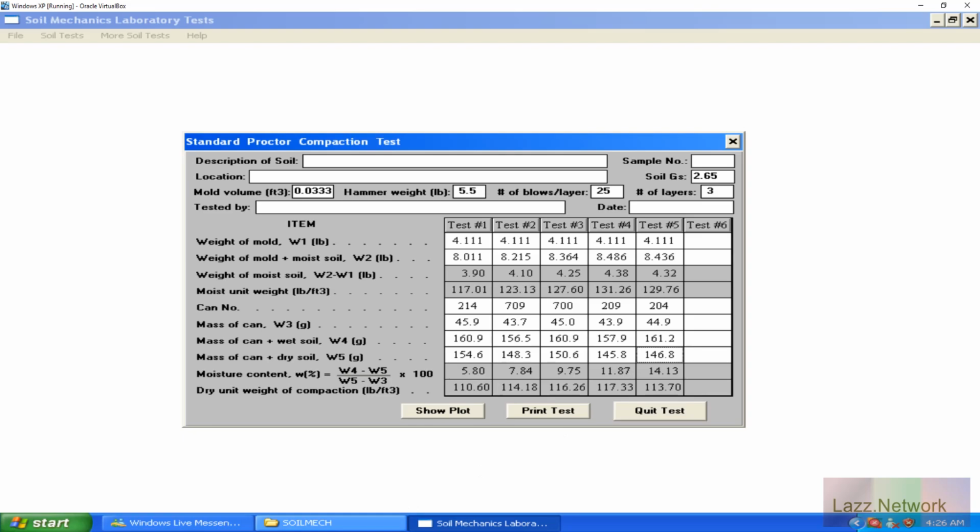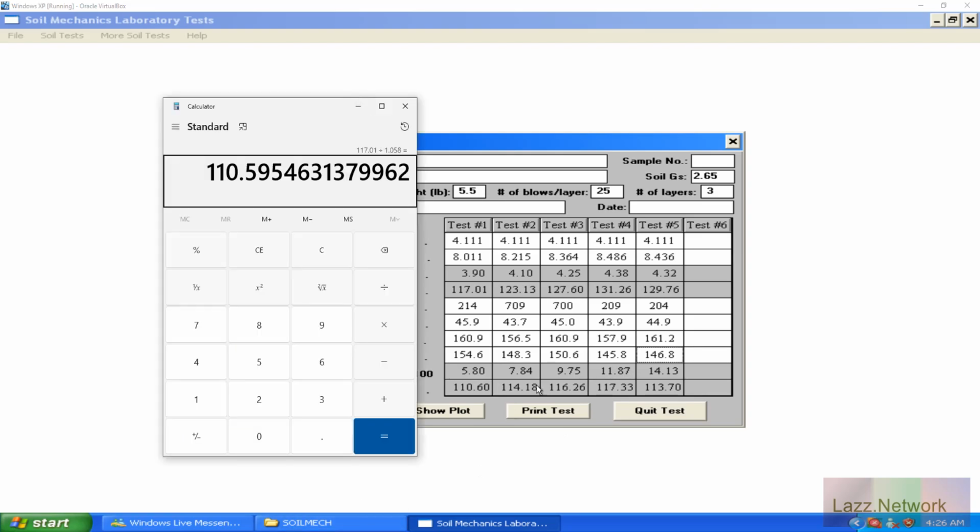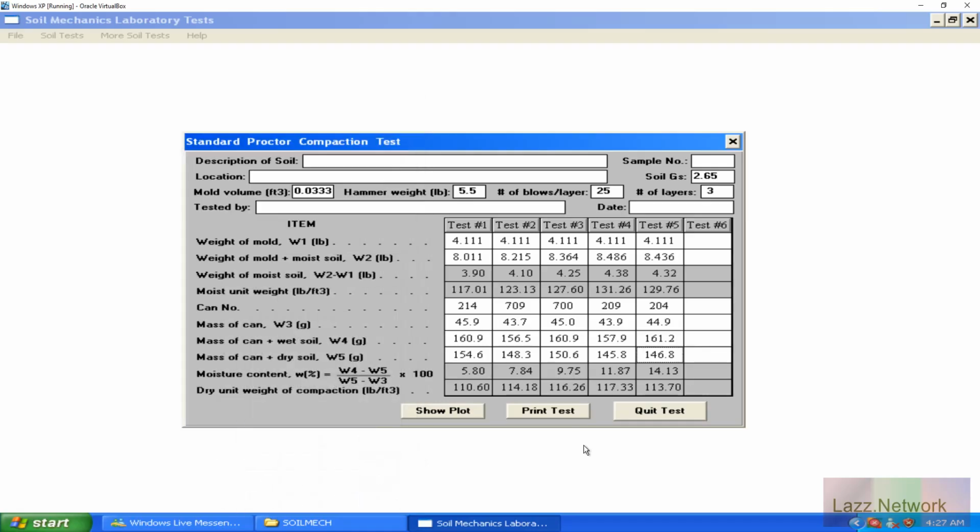So kind of like what I was saying before, if they needed, let's say, 95% compaction, then it'd be 117.3 divided by 0.95, since it's 95%. That means in the field, they need to have at least 111.4 pounds per cubic foot or greater. That's how all that works.